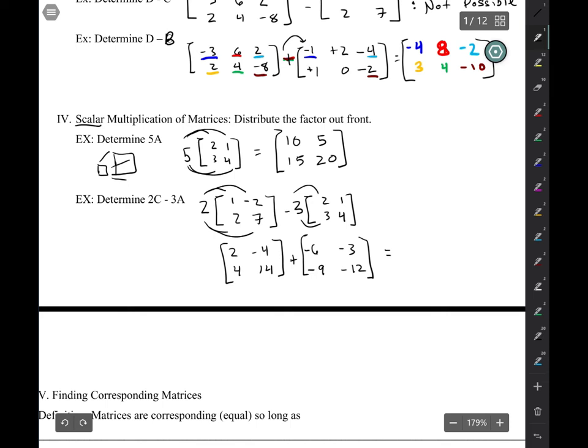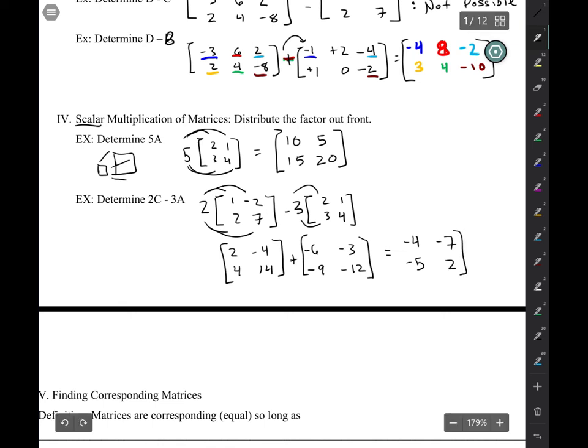And then, since I already distributed the negative, I can just add them. So negative 4 plus negative 3 is negative 7. 4 plus negative 9 is negative 5. And 14 plus negative 12 is 2.